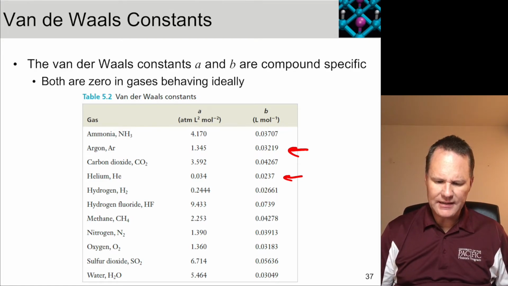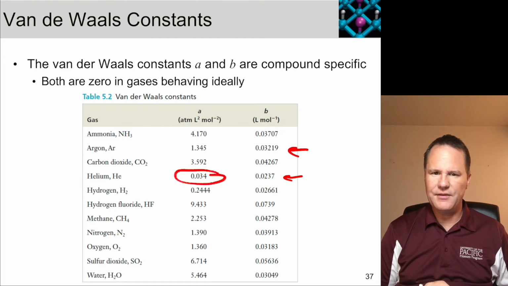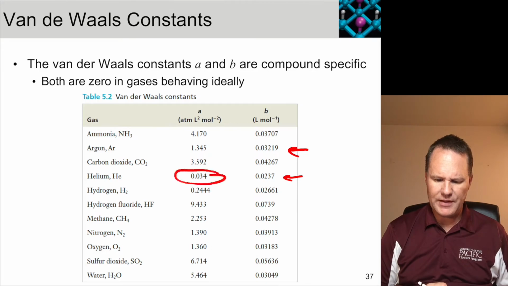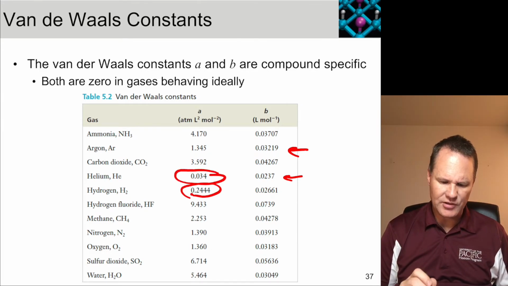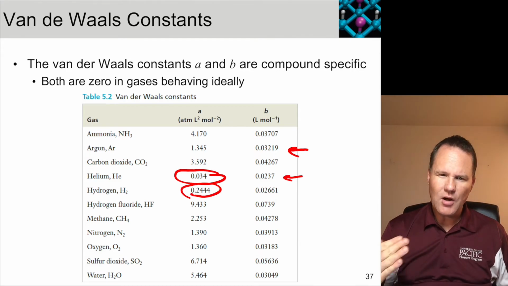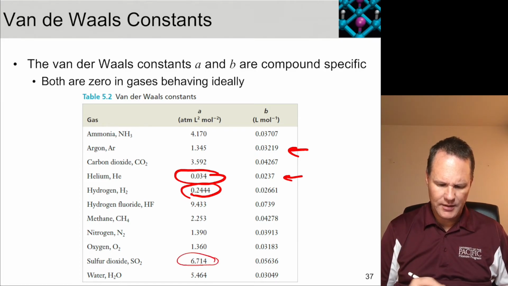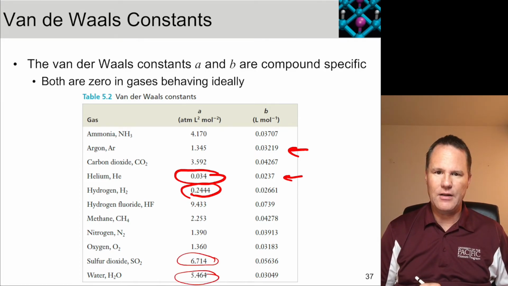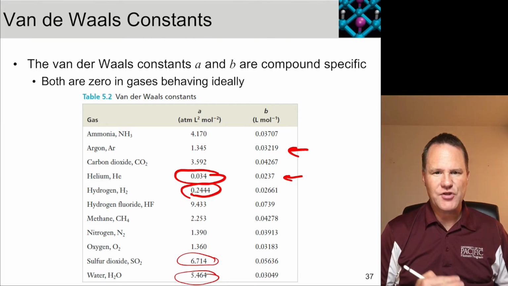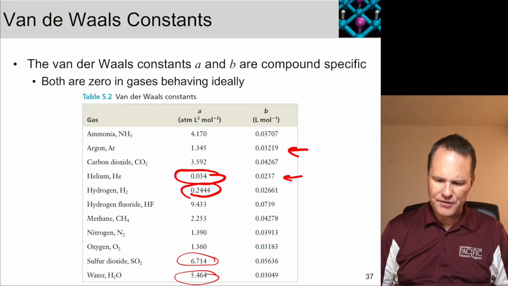Okay, so helium, you see that the attractive interaction is almost negligible, 0.034. Similarly, if you look at hydrogen, there's not much interaction between two hydrogens. The larger the particle, the more dipole the particle has, the stronger the interaction. So if you look at sulfur dioxide, huge interaction. Water, very large dipole, a lot of interaction. So the A really depends on how strongly these molecules are attracted to each other.